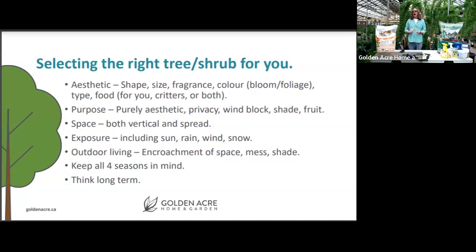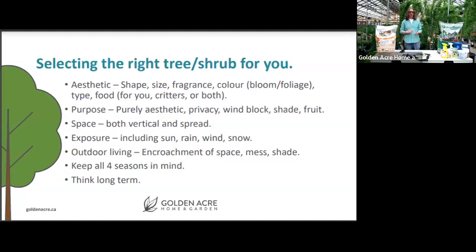Outdoor living, the mess a tree might make. Is it going to drop seed pods everywhere? Is it going to drop crab apples? Is it going to drop leaves? And is it going to drop that all over your patio furniture? So we need to have a look and go, okay, well, I want this tree here to give me some privacy when I'm on my patio. However, that's not going to work. I need an evergreen.